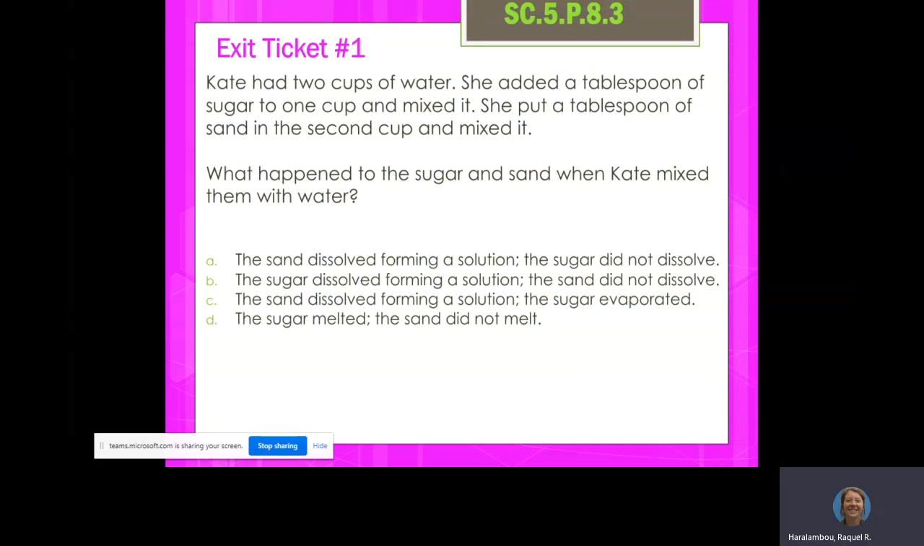A, the sand dissolved, forming a solution. The sugar did not dissolve. B, the sugar dissolved, forming a solution. The sand did not dissolve. C, the sand dissolved, forming a solution. The sugar evaporated. Or D, the sugar melted, the sand did not melt. What do you think the best answer is?